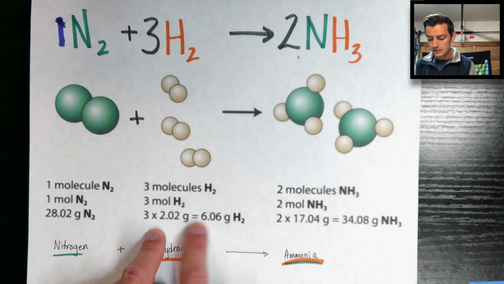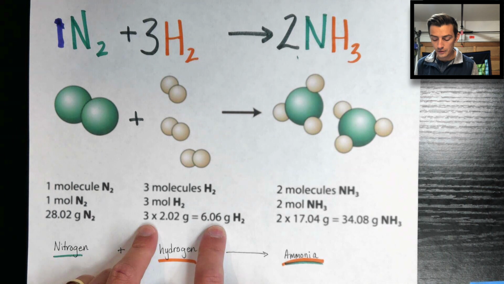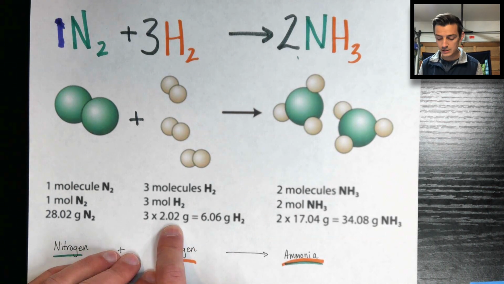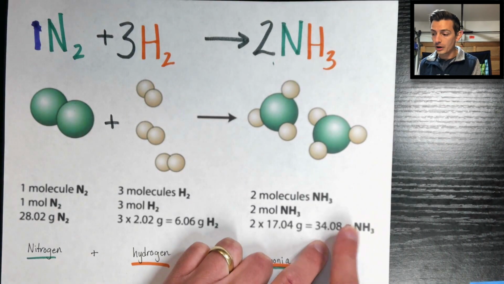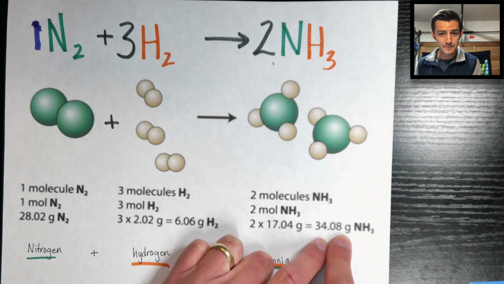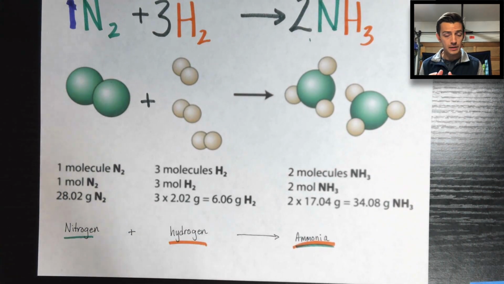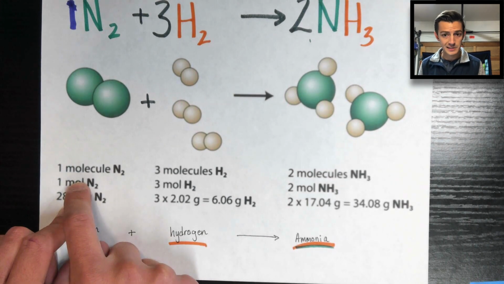combining with 6.06 grams of hydrogen. That's 3 moles of hydrogen times 2.02, which is the molar mass of hydrogen gas, H2, makes 34.08 grams of ammonia. So this is the balanced equation actually put in a number that is based in grams, that came from the molar mass.